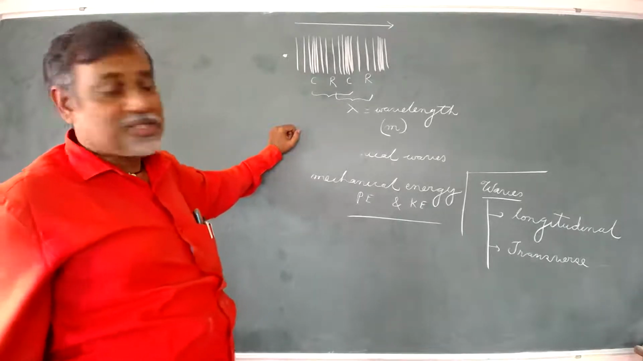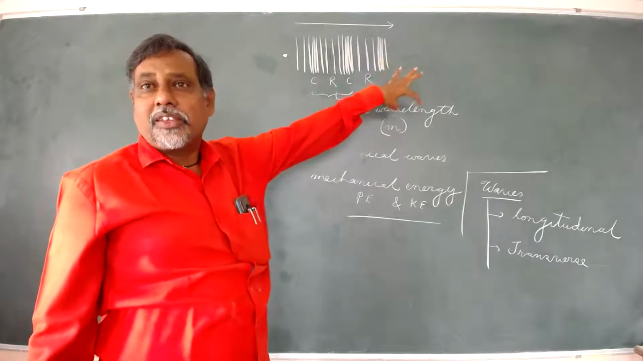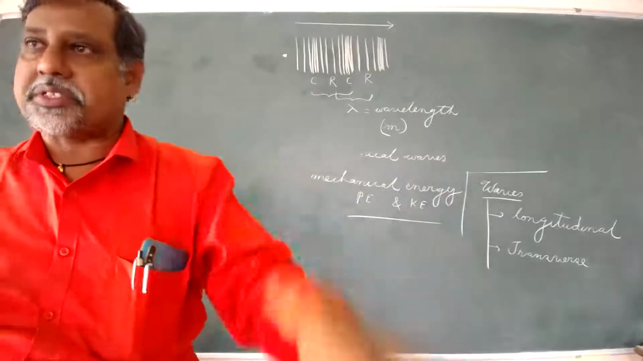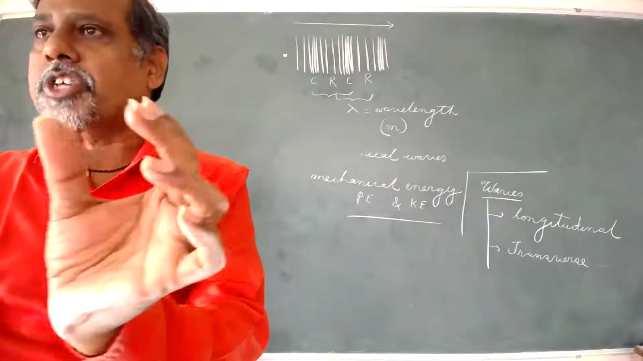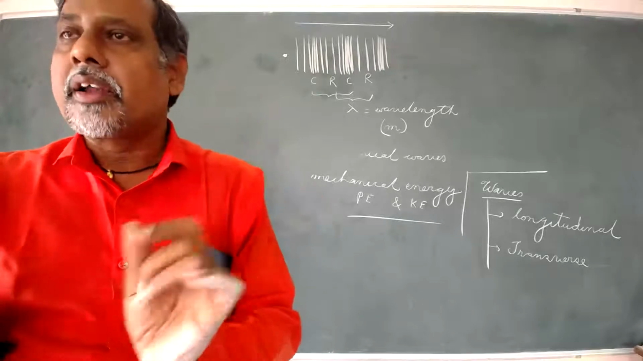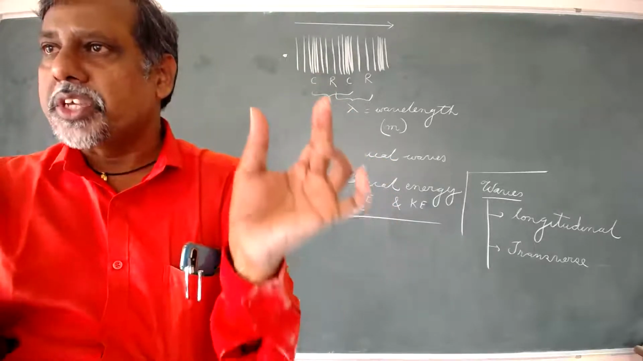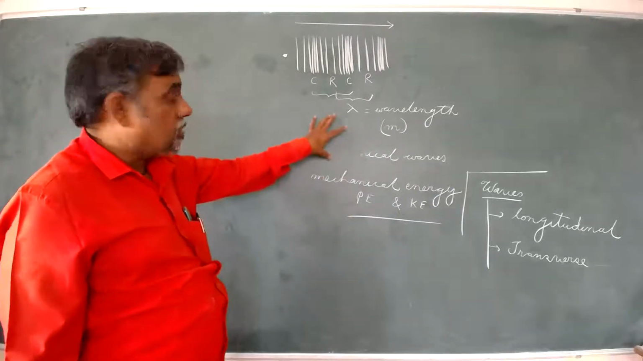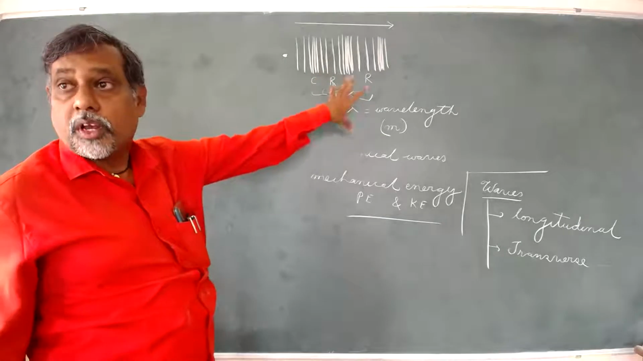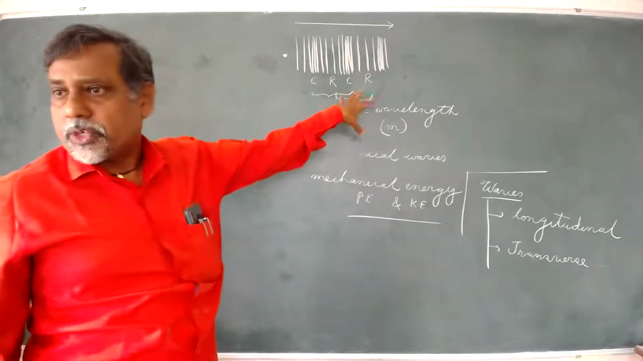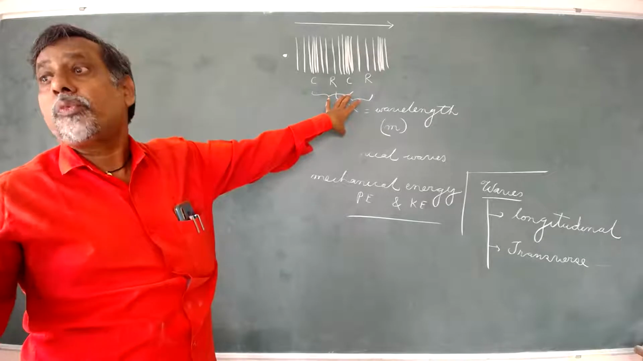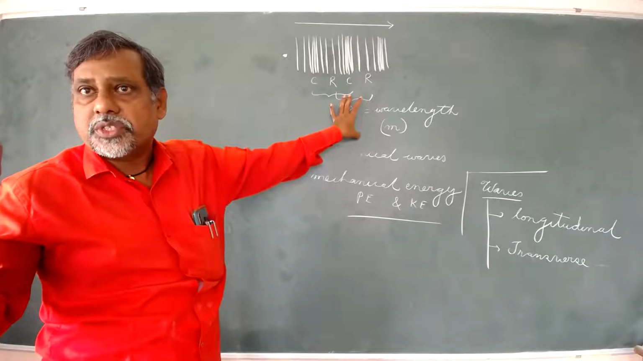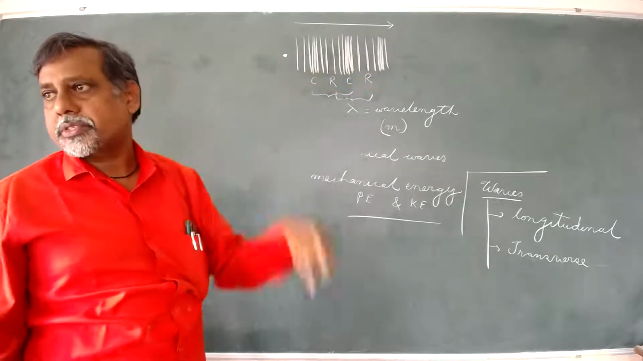Right. So this is called wavelength. Wavelength is the distance between any two consecutive points which are in the same phase. Compression and compression will be in the same phase. Rarefaction and rarefaction will be in the same phase. Understood? That is called wavelength. So this is something about longitudinal waves. What are the best examples of longitudinal waves? Sound waves. The sound waves which are propagating now are nothing but longitudinal waves.